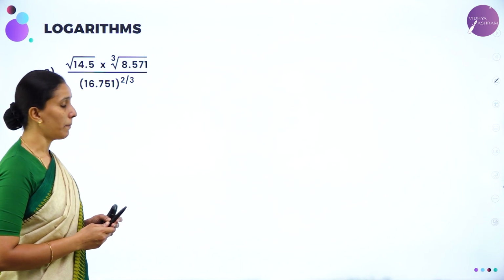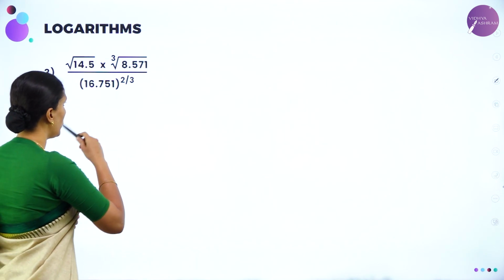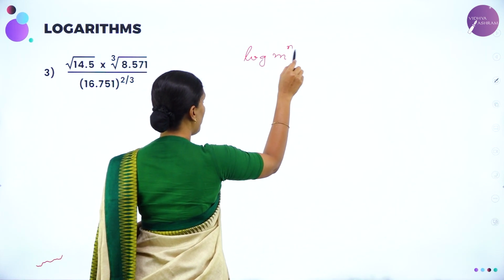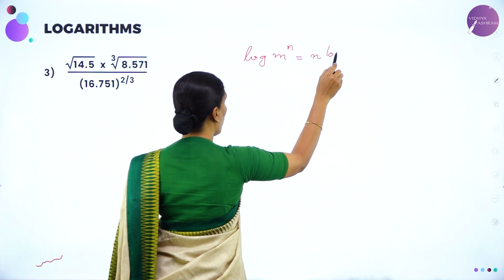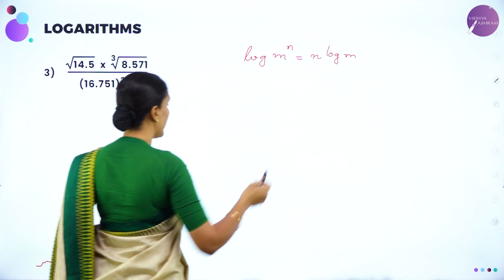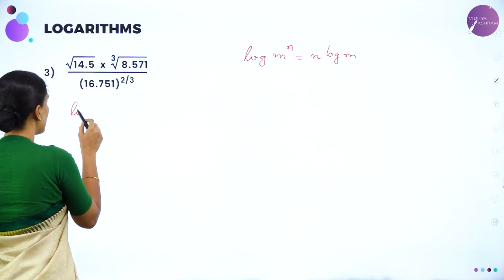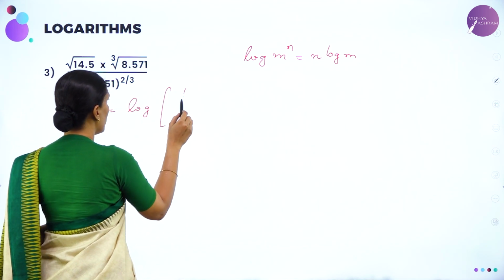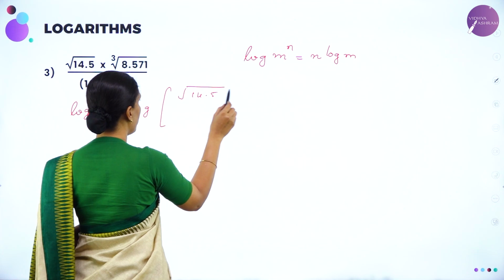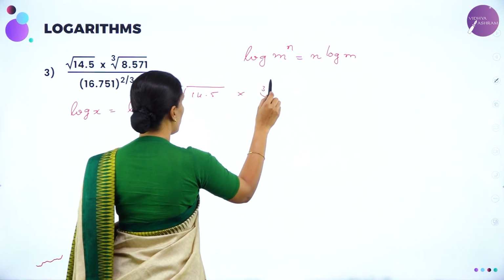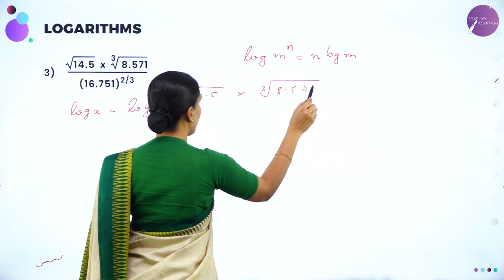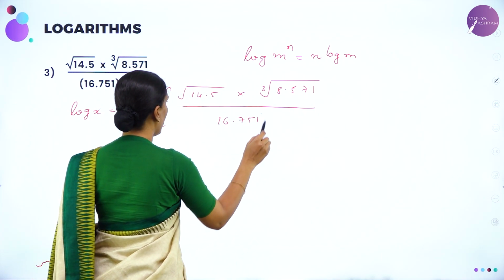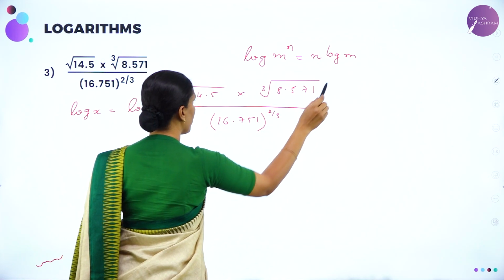16.751 whole to the power 2 by 3. So, now we know that the third property of logarithm, when you have a power, then you can write it in the form of whole number as n log m. So, here let me consider this as log x, which is equal to log of square root of 14.5 into cube root of 8.571 whole divided by 16.751 to the power 2 by 3.